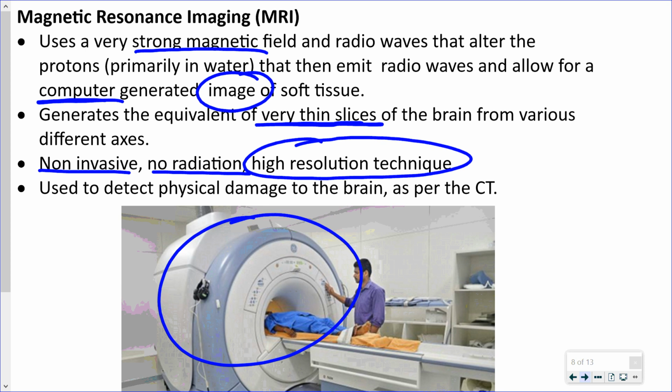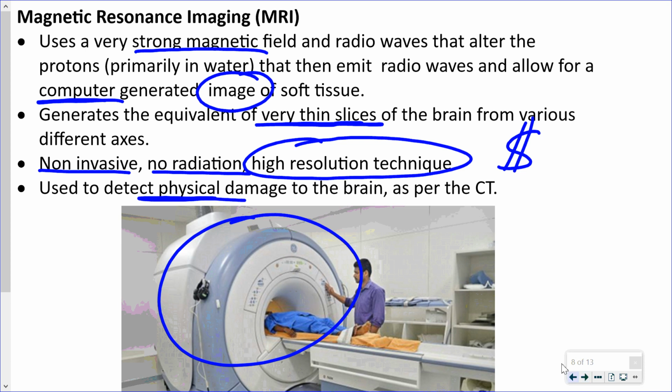So why not just do this one? Well, this is the reason. More expensive, much more expensive, the equipment that we're talking about and the technology and the technicians in order to use this equipment compared to an x-ray. But once again, it is showing physical damage that is taking place in the brain.